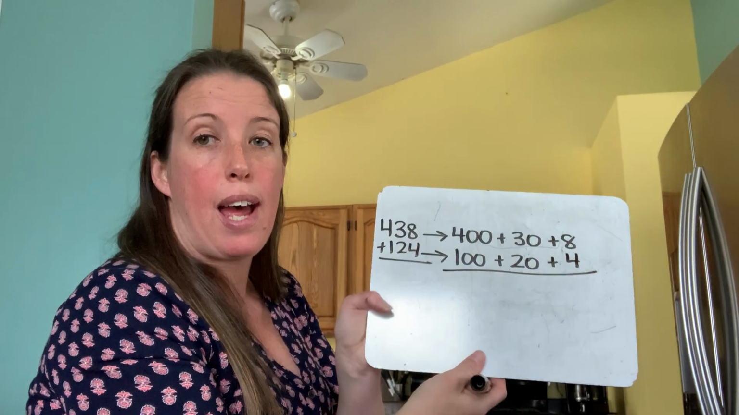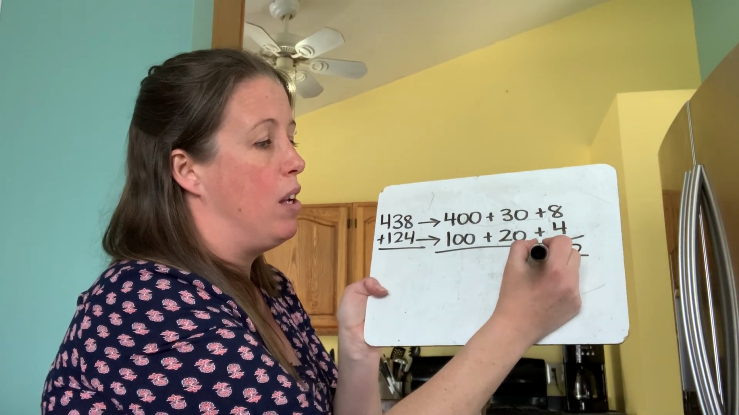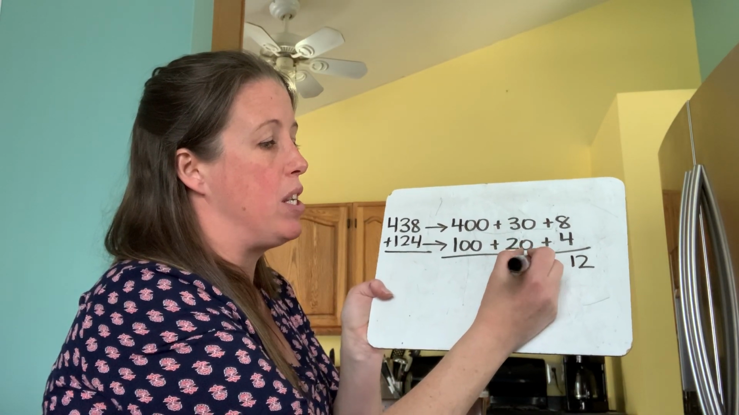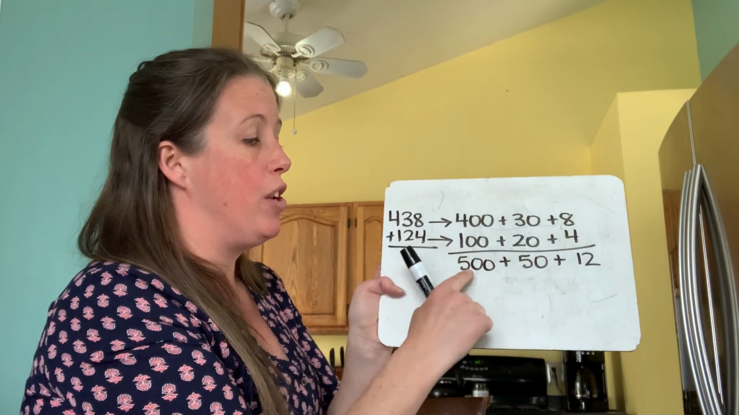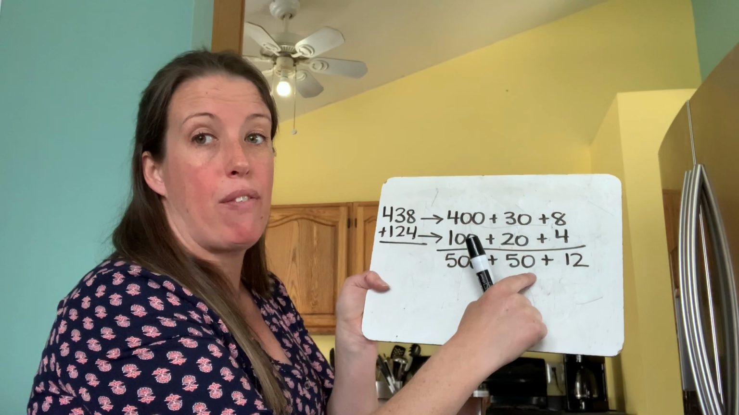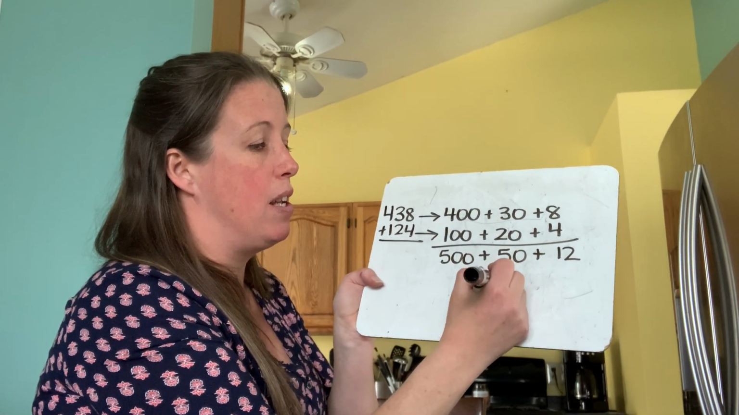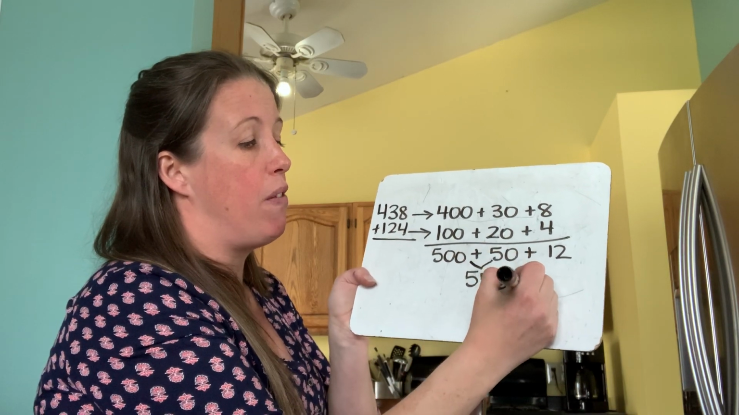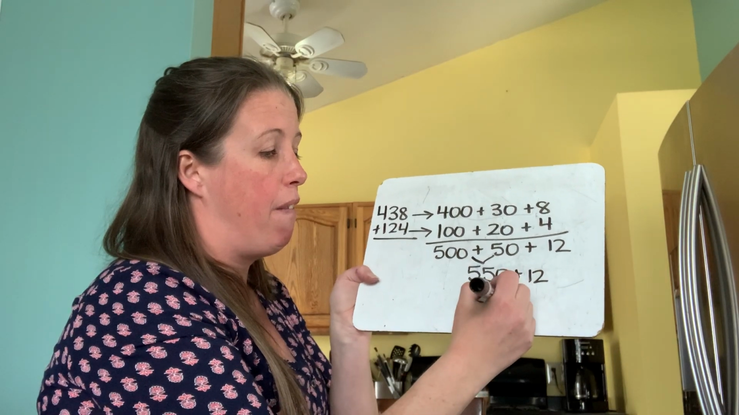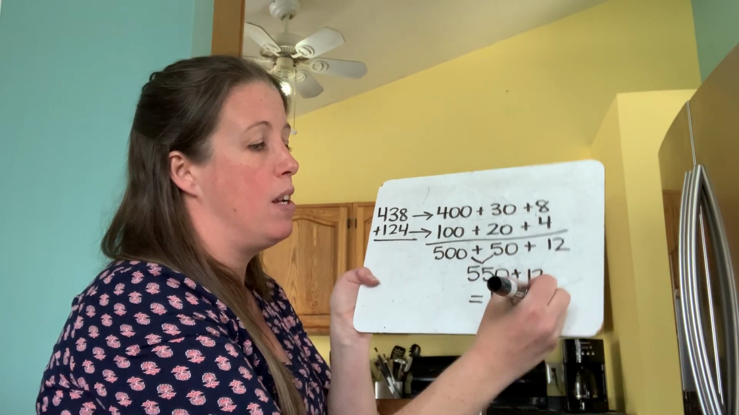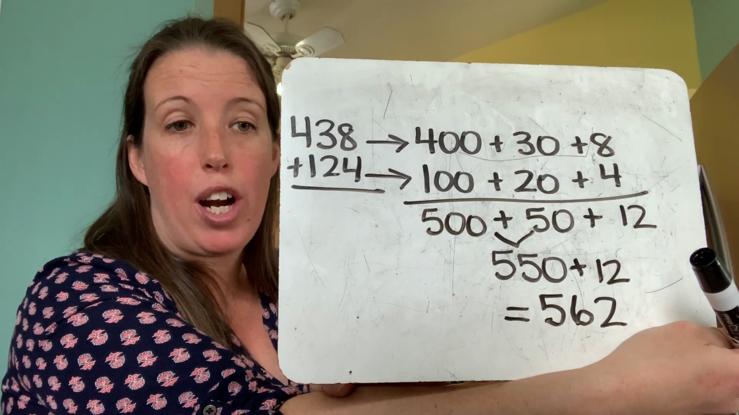And now I'm ready to add up my place values. 8 plus 4 is 12. 30 plus 20 is 50. And 400 plus 100 is 500. So 500 plus 50 is 550. And then I'll even write it like this. And then 550 plus 12 equals 562. So that's our expanded form strategy.